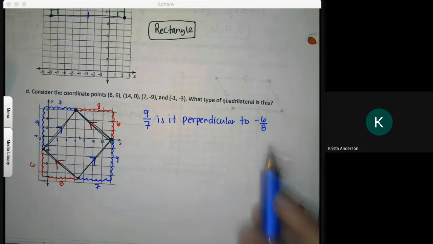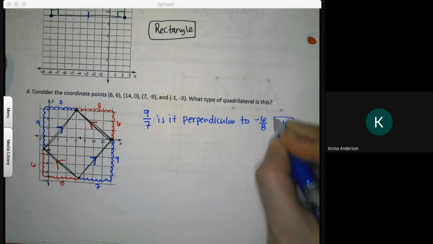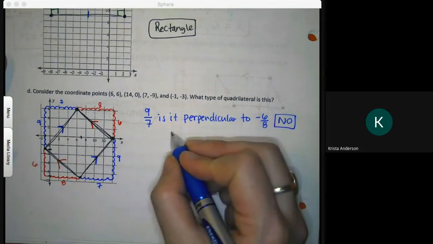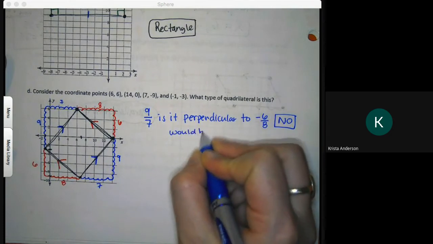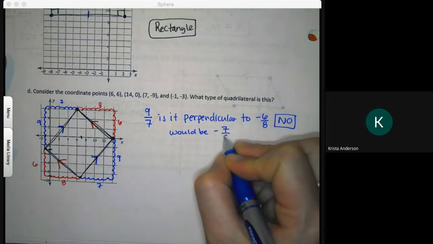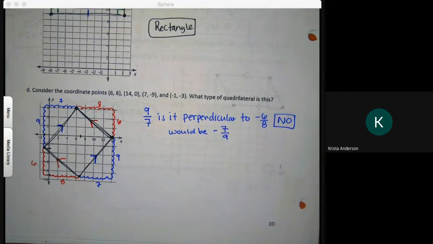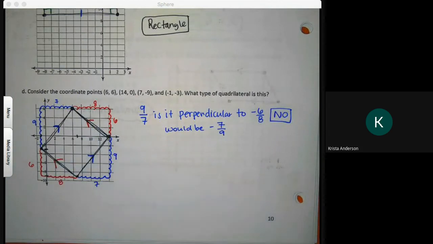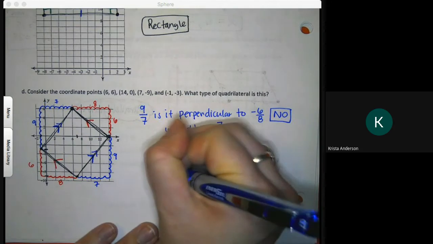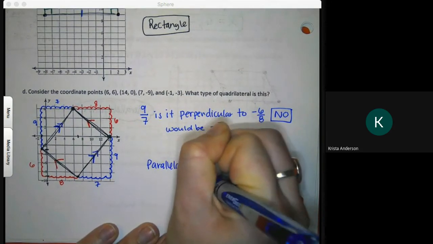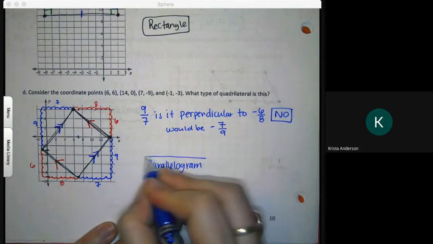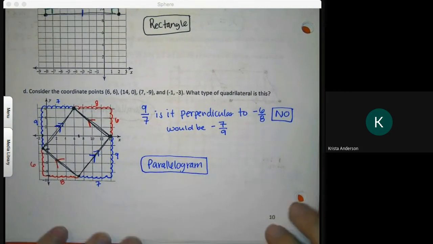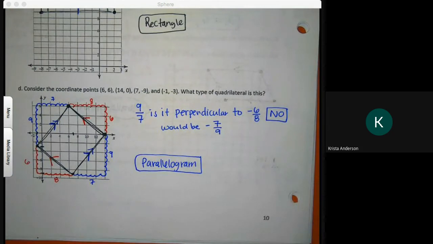It's not perpendicular because perpendicular to it would be negative 7 over 9. And it's not that. So these don't make 90-degree angles in our corners. What would this be called since there's no 90-degree angles? Parallelogram. Those ones are a lot more work.